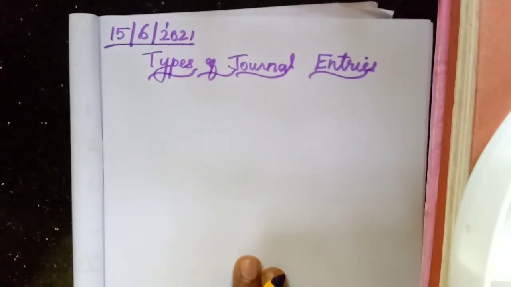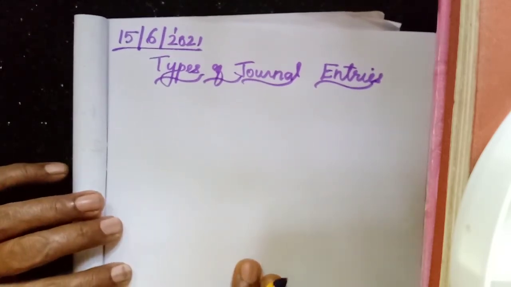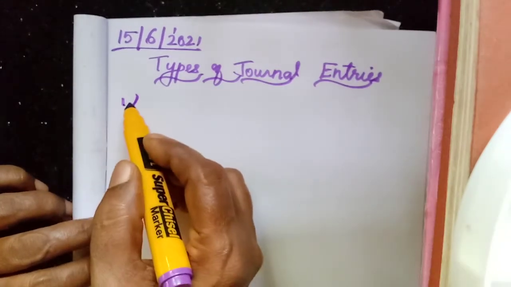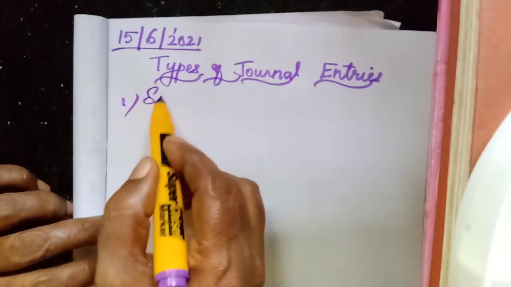Okay, come back to our lesson. In the third lesson, we are learning how to prepare the journal entries. Before we learn with the examples, let us learn about the types of journal entries. Around 7 types are there, and I will explain each and every one. First one, single entry.